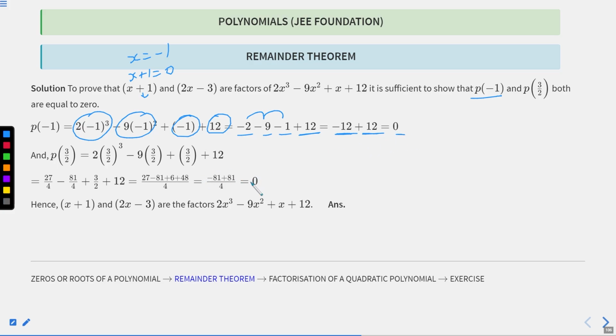In a similar manner, if you try to find out the value for p(3 by 2), you will get equal to 0. So this means by the previous factor theorem, I can easily say that x plus 1 and 2x minus 3 are the factors of this cubic polynomial. I hope you understood it, and we have seen an example of the factor theorem, and you will see how we are going to apply it in other problems also.